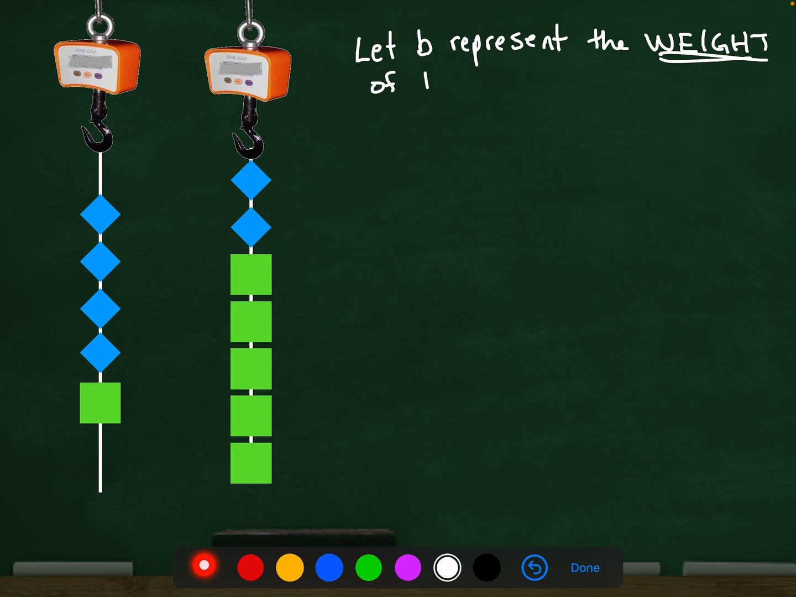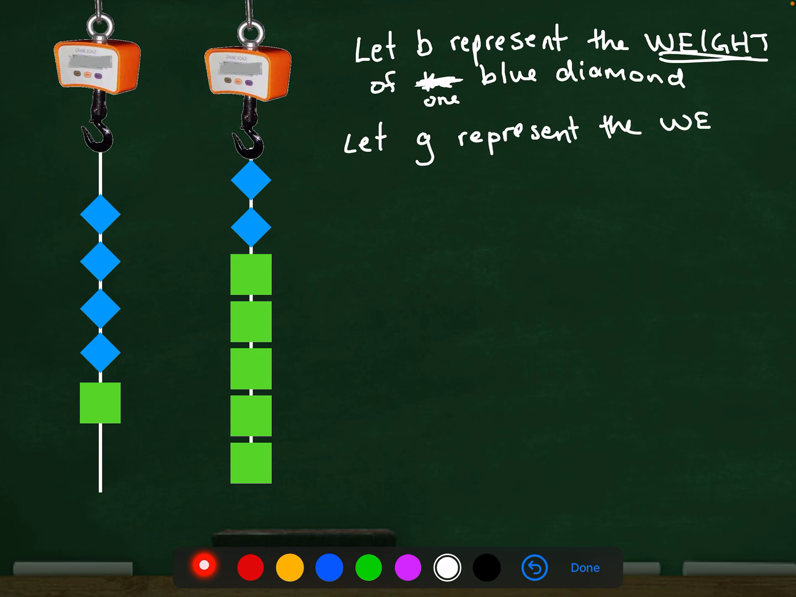So the weight of the blue diamond. Or better yet, the weight of one blue diamond. Because it's not all the blue diamonds, it's just one. Okay? And then they also said let G represent the weight. Again, that's the numerical piece. It's not just G for green. G represents the weight of one green square. Okay, now some people used D and S. I personally don't really like using S because I mix it up for my 5s all the time. So I picked G there.